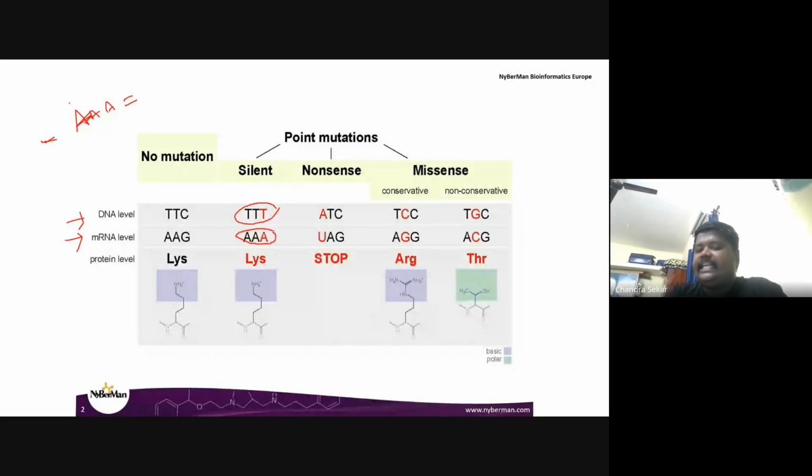There are three types of mutations. Have it in mind. Something is called silent mutation. Another thing is called nonsense mutation, and missense. You can make a note of the reason. You will get the notes.